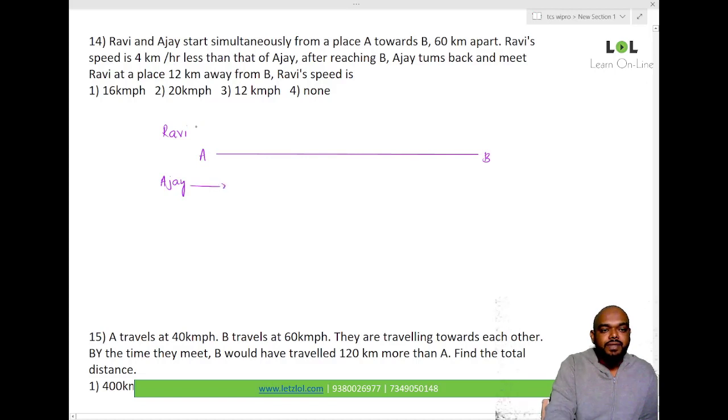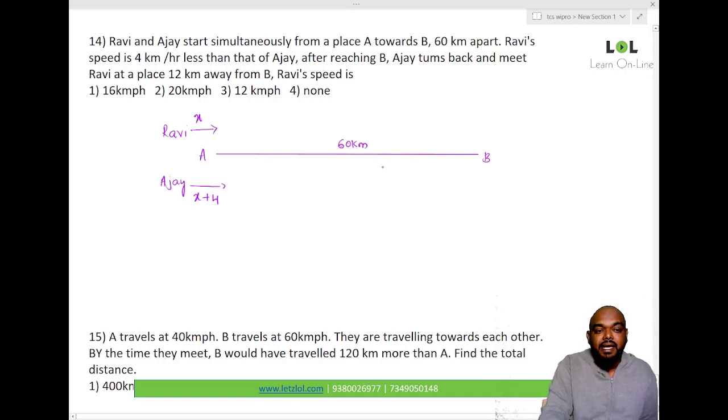Both start from the same place towards B, which is 60 kilometers apart. So this distance is 60 kilometers apart. Now Ravi's speed is 4 kilometers less than that of Ajay. So if I take Ravi as X, then Ajay will be X plus 4, because Ravi's speed is 4 kilometers less than that of Ajay.